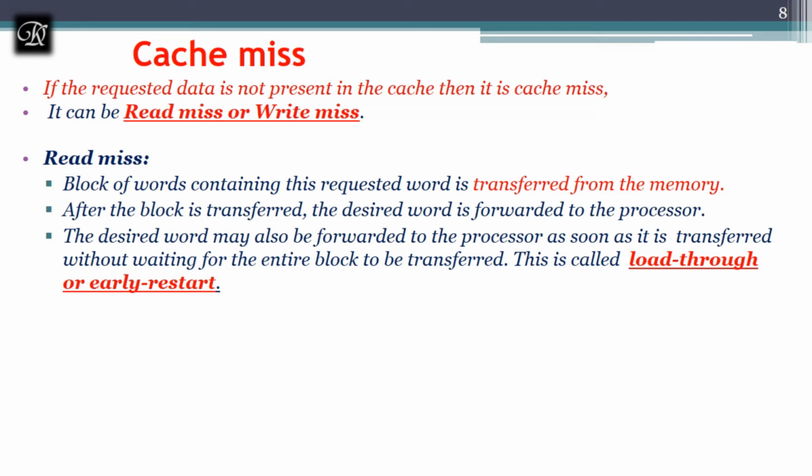After the block is transferred from main memory to cache, the desired word is forwarded to the processor. Immediately it will place that in the cache and it will be transferred to the processor. The desired word may also be forwarded to the processor as soon as it is transferred, without waiting for the entire block to be transferred. This is called load through or early restart.